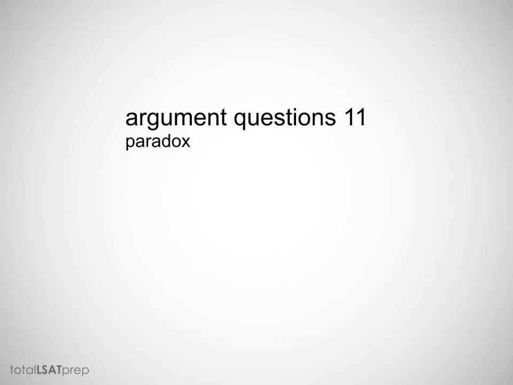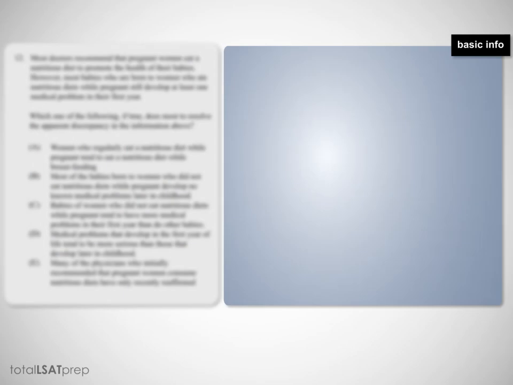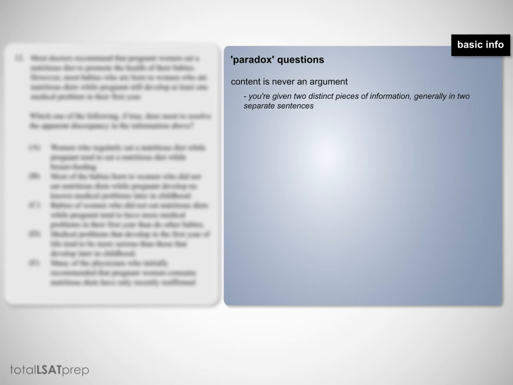Okay, in this movie we're going to go over our 11th question type in the argument section, the paradox questions. The basic info for these paradox questions is that the content is never an argument. Instead, you're going to be given two distinct pieces of information, and it's generally going to be in two separate sentences.